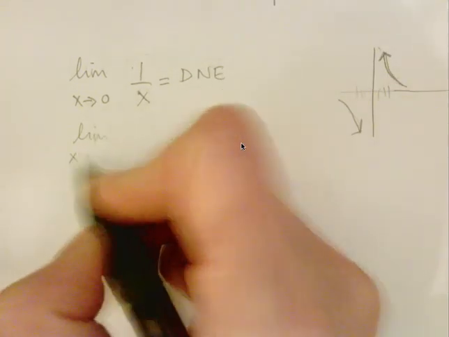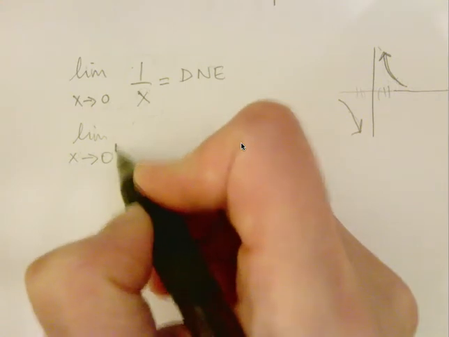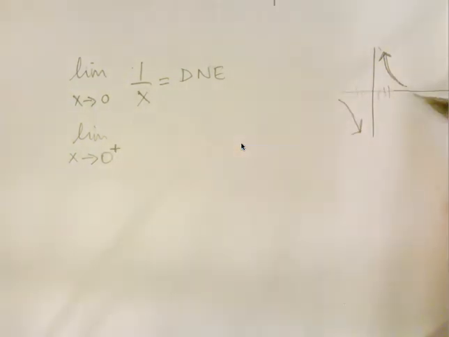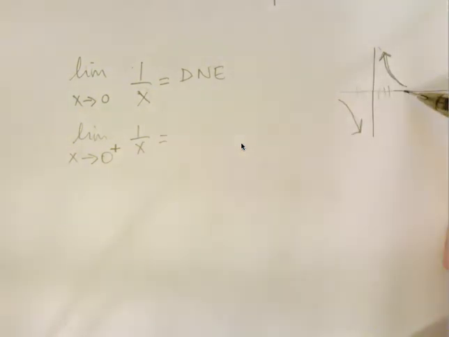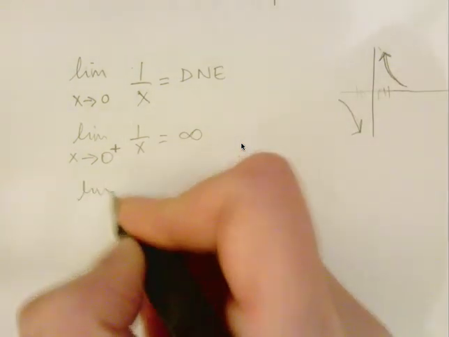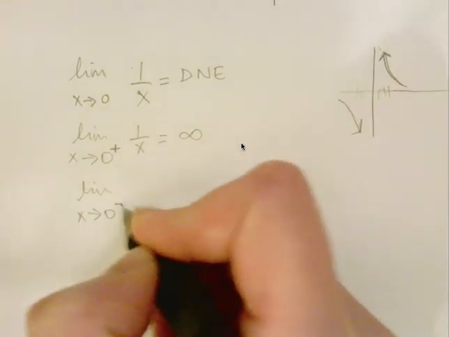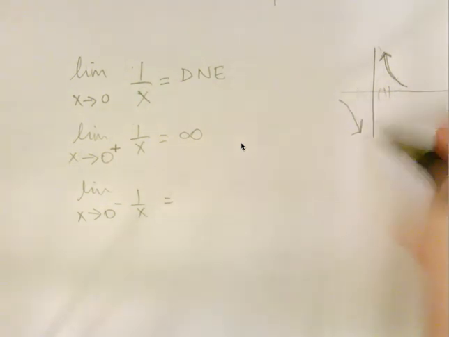And more specifically, I put the plus here to indicate from the right. The limit as x goes to 0 from the right is infinity, and the limit as x goes to 0 from the left is negative infinity.